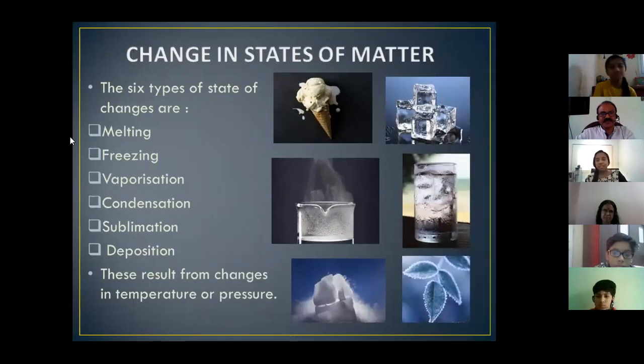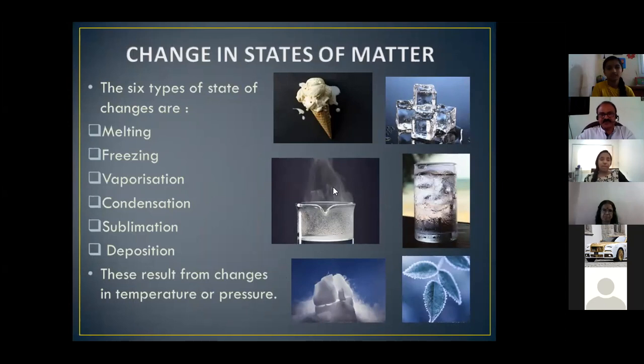Next is change in states of matter. The most common states of matter are solid, liquid, and gas. So the six types of changes are melting. Your ice cream melts, that's the best example. Freezing, which is the exact opposite of melting. You keep water in the freezer to get ice cubes.